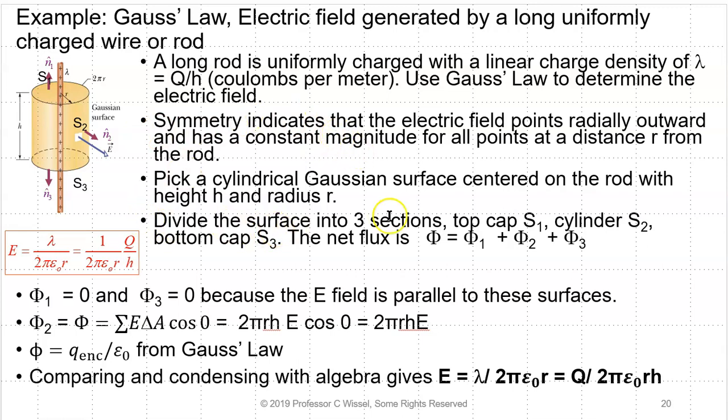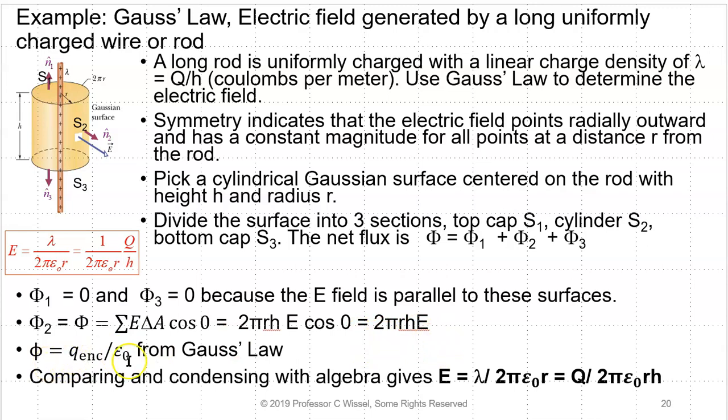We're going to divide the surface into 3 sections: the top cap, which is S1, the cylinder, which is S2, and the bottom cap, which is S3. The net flux is just going to be the sum of phi1 plus phi2 plus phi3, where these are the fluxes through each of the areas. Phi1 and phi3 are 0 because the electric field is parallel to these two surfaces. Phi2 equals phi, and that equals the sum of E delta A cosine 0. And of course, area of a cylinder is just 2 pi r h. So it becomes 2 pi r h times E cosine 0. And cosine 0 is 1. So it's 2 pi r h E.